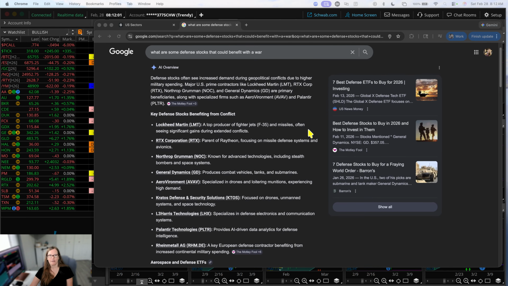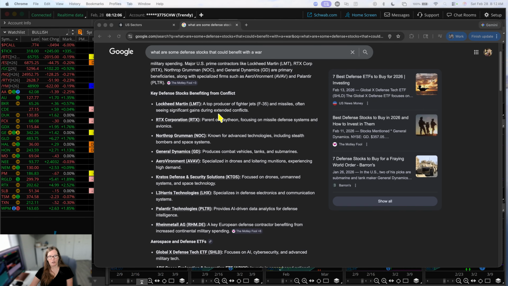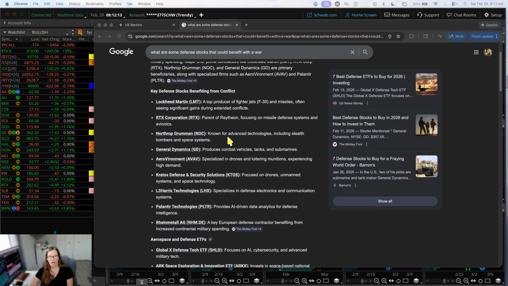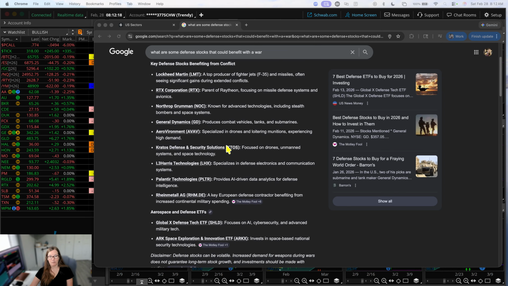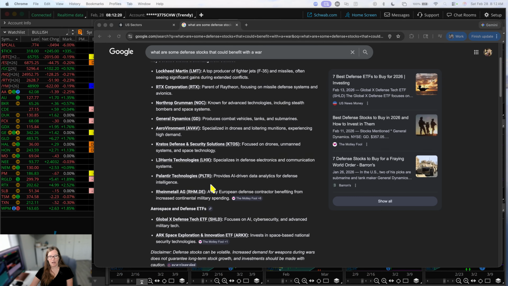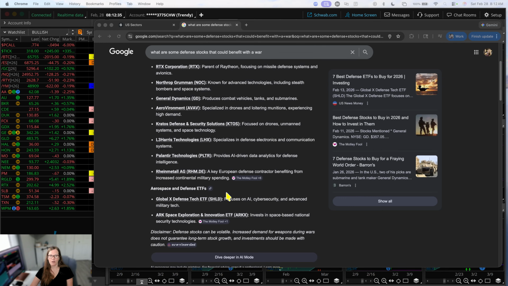But if we're looking at some defense type names in the market, you're going to see things like Lockheed Martin and RTX, this is Raytheon, NOC, General Dynamics, these names that could benefit. Look at Palantir down here. These names could benefit. If you want to look at an ETF, that would be SHIELD, SHLD. That is a defense tech ETF focusing on AI, cybersecurity, and military tech.